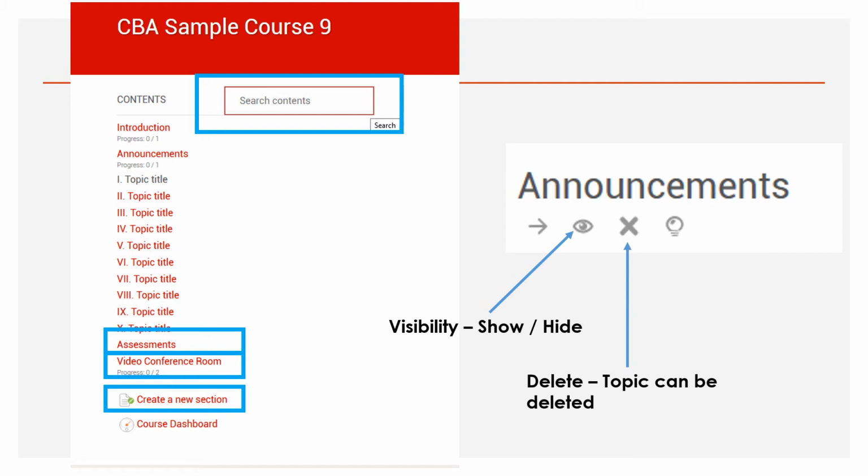The next one is delete. Let's say, for example, I want to delete a particular topic title or any of the items on the left side. I simply click on this one.